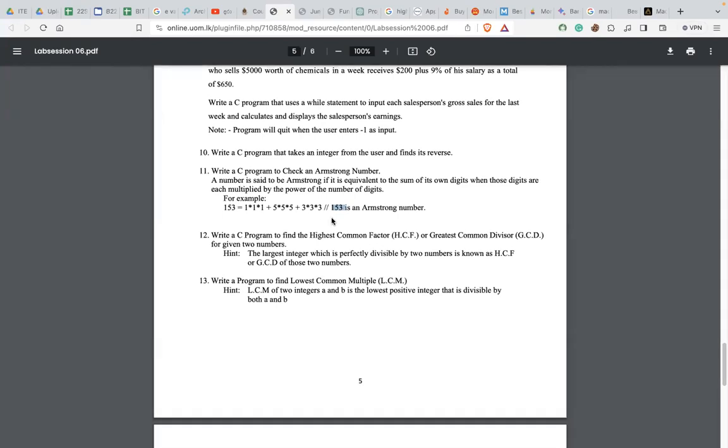Otherwise, usually you can get the number of digits using a proper loop: a while loop, for loop, or do while loop. What you can do is divide this one by 10 until the value is 0, then calculate how many iterations. Once you divide 153 by 10, the remainder is 3 and the division value is 15.